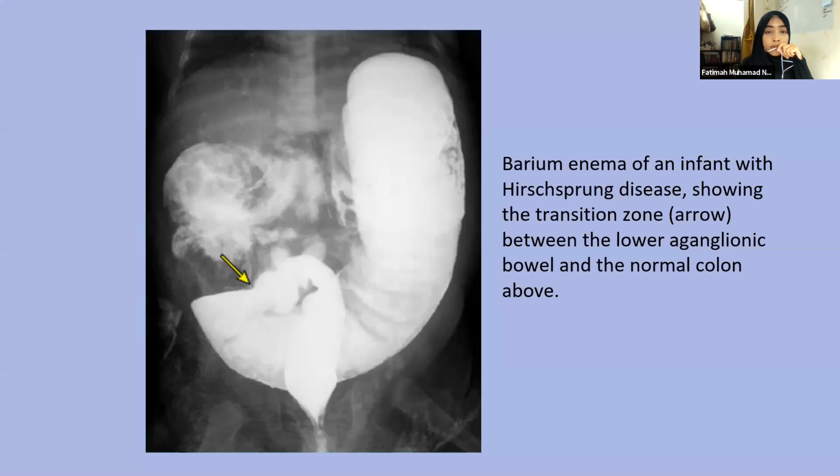Okay, so this is an example of a barium enema of an infant with Hirschsprung disease. As indicated by the yellow arrow, you can see the transition zone between the lower segment of the colon, which has no ganglion cells, and the proximal part of the colon, which is normal. Okay, next.